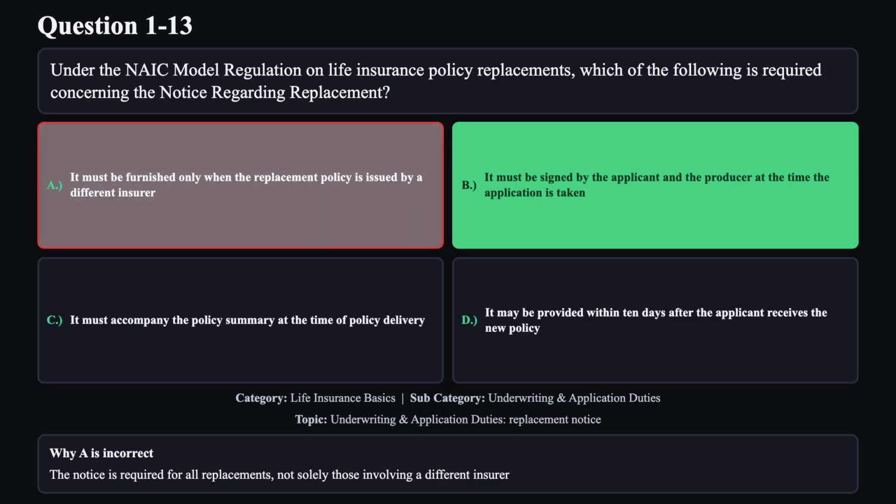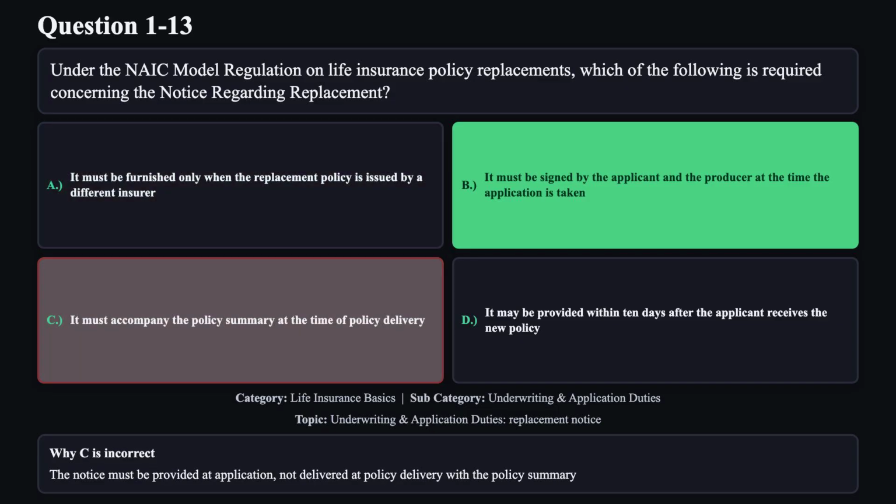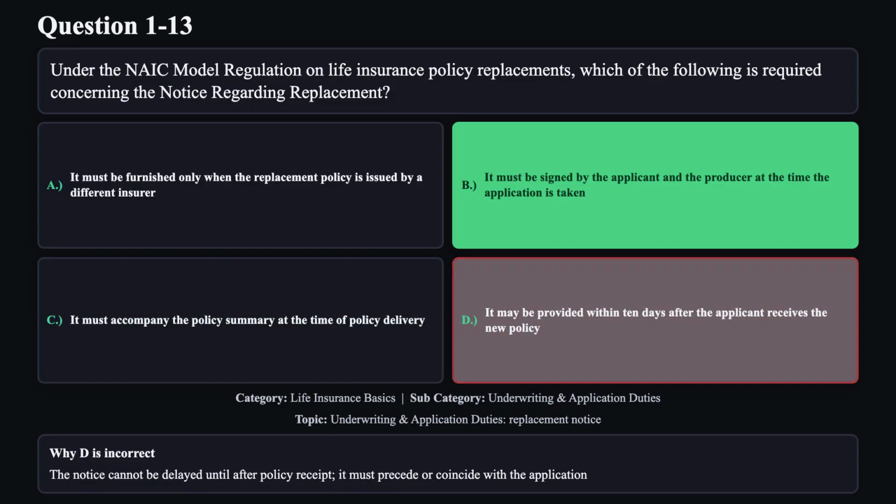Reason A is not correct. The notice is required for all replacements, not solely those involving a different insurer. Reason C is not correct. The notice must be provided at application, not delivered at policy delivery with the policy summary. Reason D is not correct. The notice cannot be delayed until after policy receipt. It must precede or coincide with the application.